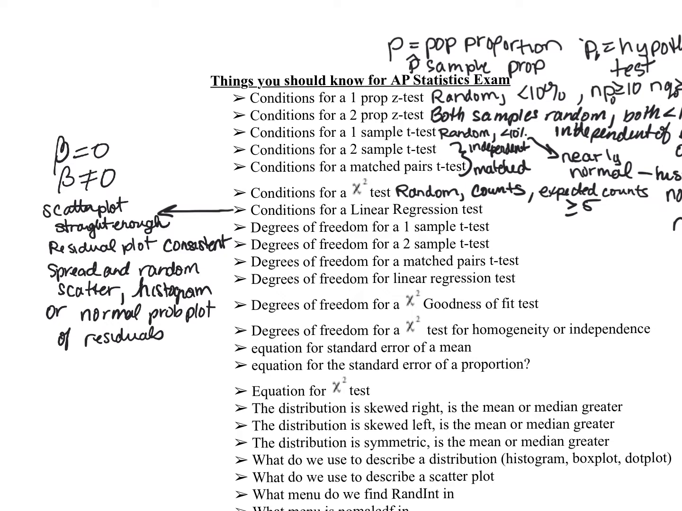Beta to be greater than or less than 0? Yes, it can be greater than or less than. What would you say in terms of an association? I would say there's a positive association or a negative association. Right? Positive for greater than, negative for less than.